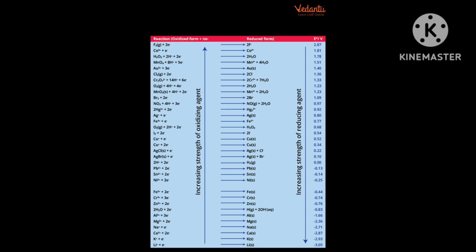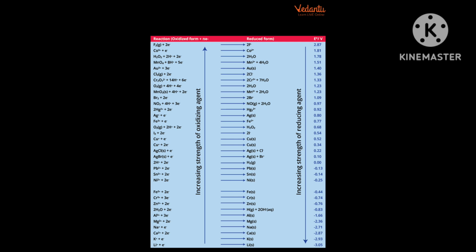Then it will be easy. Both sides you will now get values in terms of reduction potential. Oxidation potential, now you have changed the sign, so both sides become reduction potential. Then it will be easy to differentiate and deduct. This reduction potential value is given in the electrochemical series.